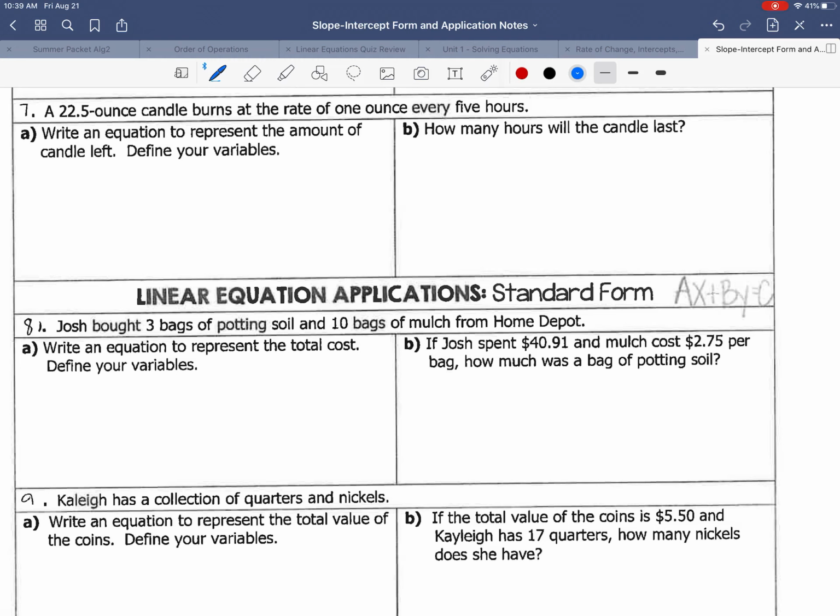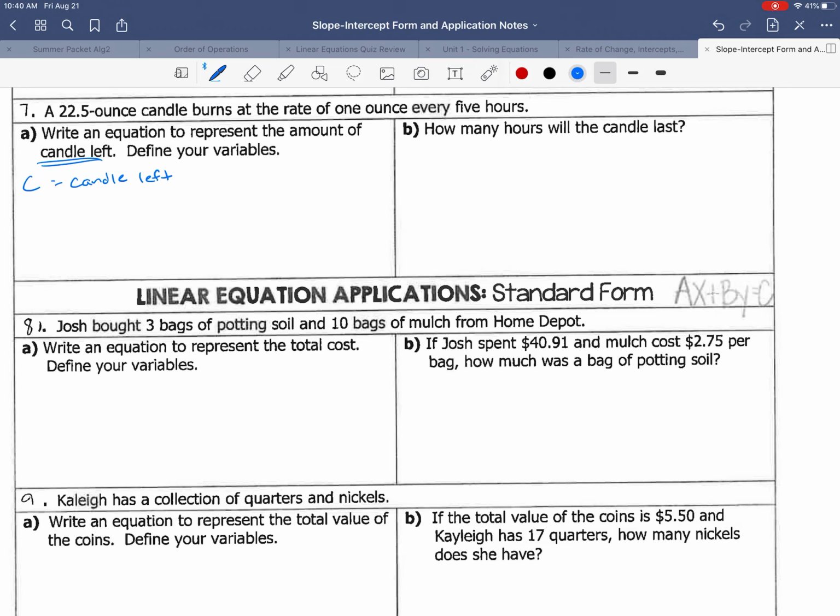So number 7, it says there's a 22.5 ounce candle which burns at a rate of 1 ounce every 5 hours. Write an equation to represent the amount of candle left. So we want an equation that represents the amount of candle left. So I'm going to say C equals how much candle is left.